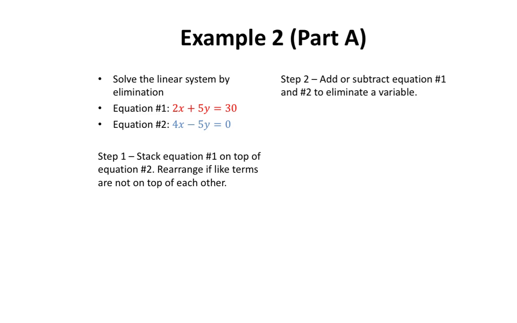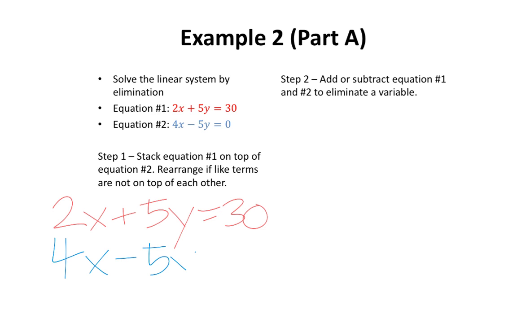In our second example, we want to solve the linear system by elimination. Our first step is to stack the equations on top of each other and rearrange if like terms are not on top of each other. Well, let's double check this. So I'm going to rewrite equation 1, which is 2x plus 5y equals 30. And I'm going to rewrite my equation 2 directly underneath it, which is 4x minus 5y equals 0.